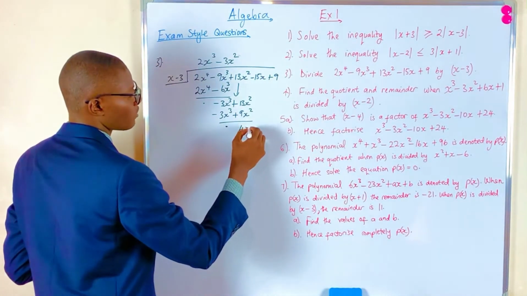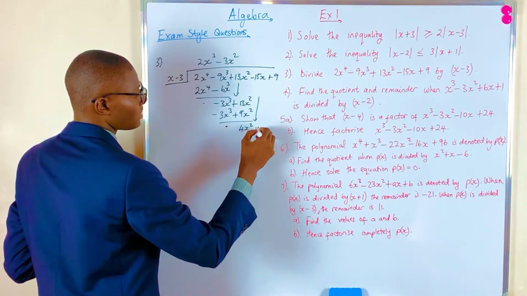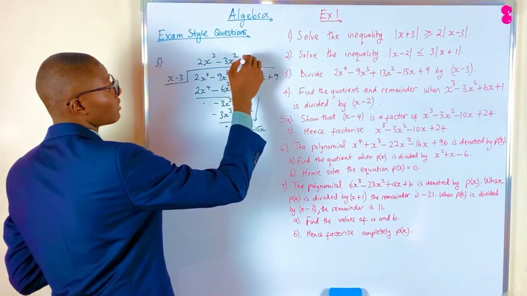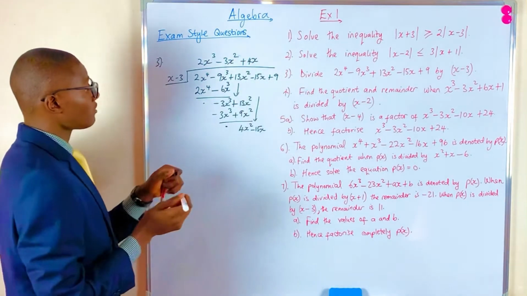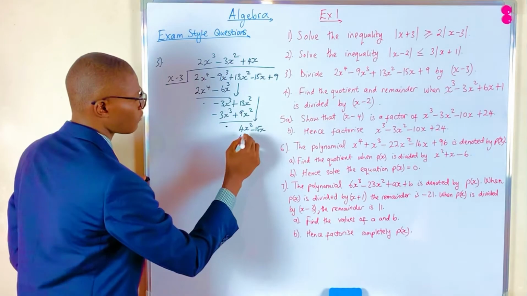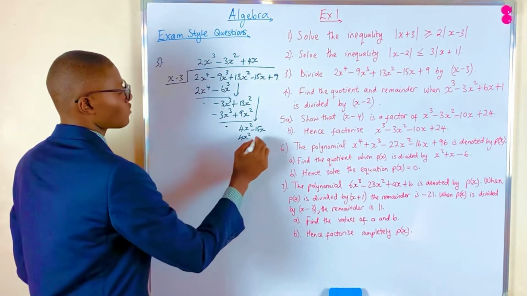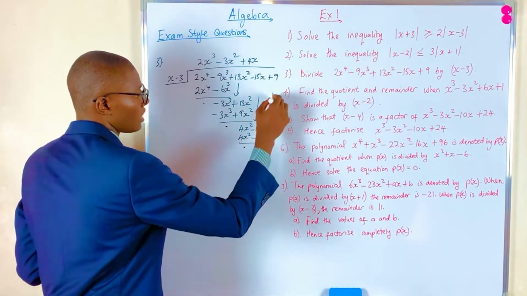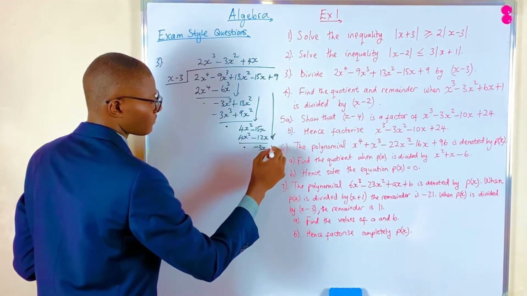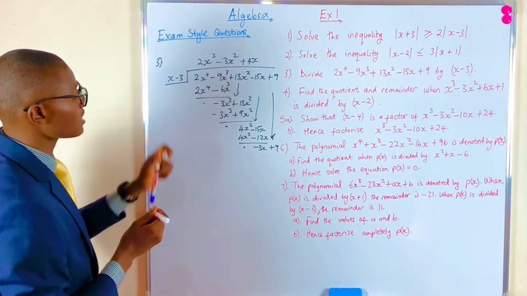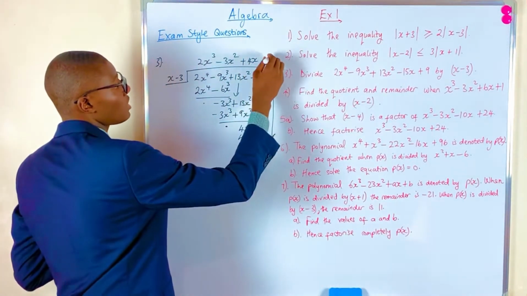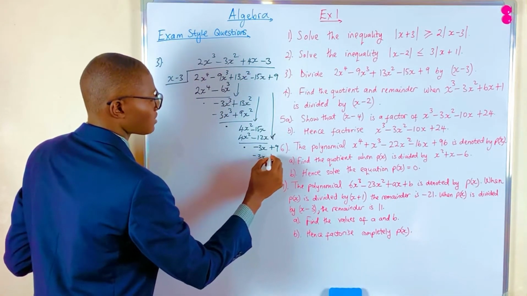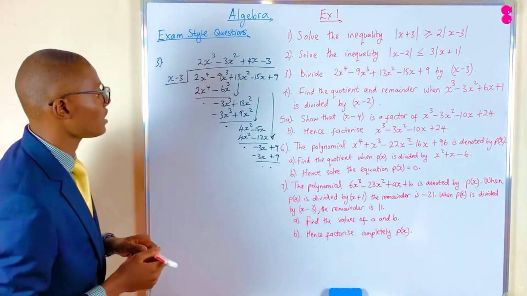Here we get 4x squared. Then we shall drop the minus 15x, such that x into 4x squared, we get a positive 4x. Then 4x multiplying the divisor, we shall get 4x squared minus 12x. Then here if we subtract, we get minus 3x. Then we drop the positive 9 here. Right, to say x into minus 3x, we get minus 3. Then minus 3 multiplying the divisor, we get minus 3x plus 9. Then if we subtract, we get our remainder 0.